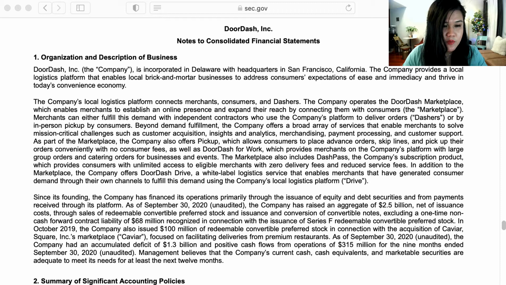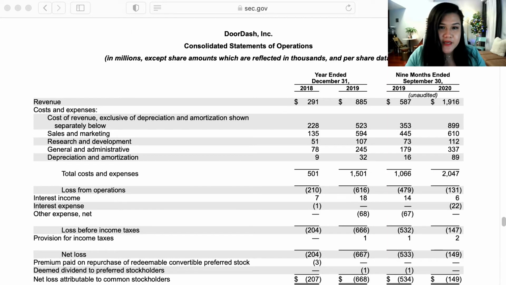From reading footnote 1, you can see that since its founding, which is 2013, Doordash has financed its operations through the issuance of equity, debt securities, and payments received from its platform. This is something you want to keep in mind before proceeding with the rest of the financial statements. Okay, so let's start with the income statement.